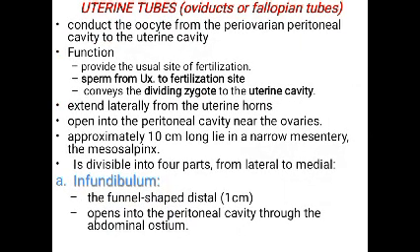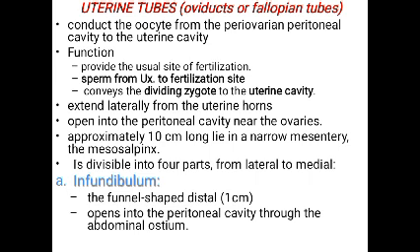The uterine tubes, oviducts or fallopian tubes, conduct the oocyte from the peri-ovarian peritoneal cavity to the uterine cavity. Function: they provide the usual site of fertilization, convey sperm from the uterus to the fertilization site, and convey the dividing zygote to the uterine cavity.